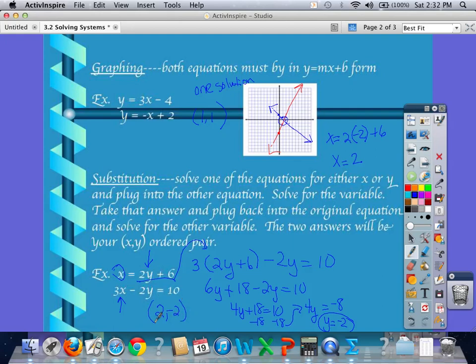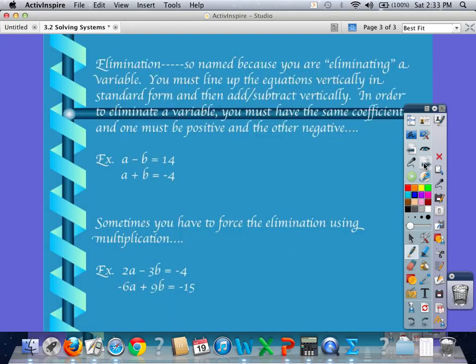So you simply just take one, solve it for a variable, either x or y. You plug it into the other equation. That eliminates one of your variables, and then you solve for that letter. Plug it back into the original, and then you get your other coordinate. Let's practice on these.